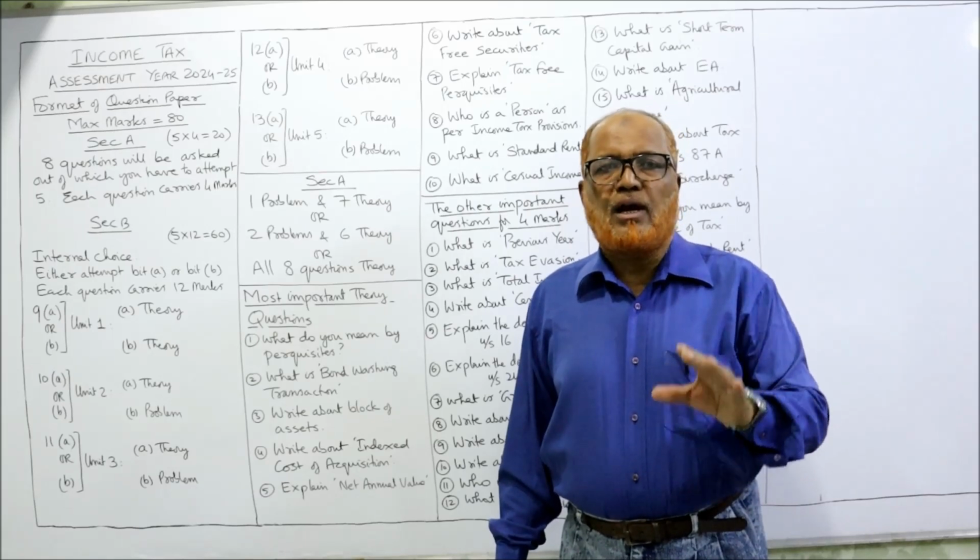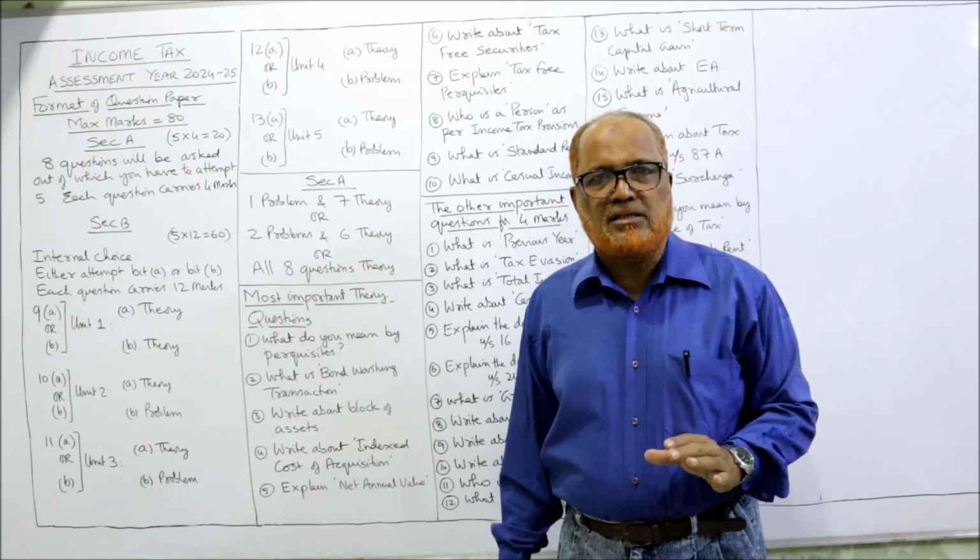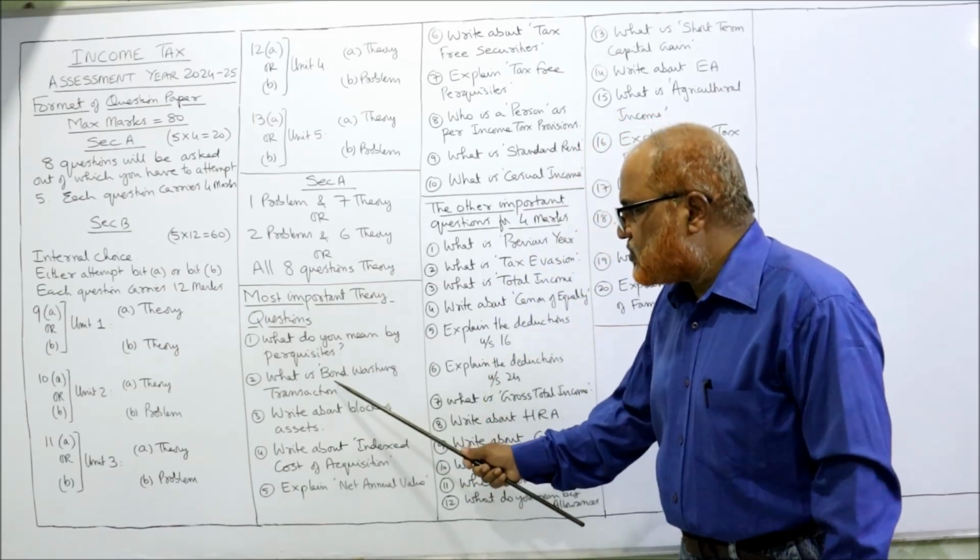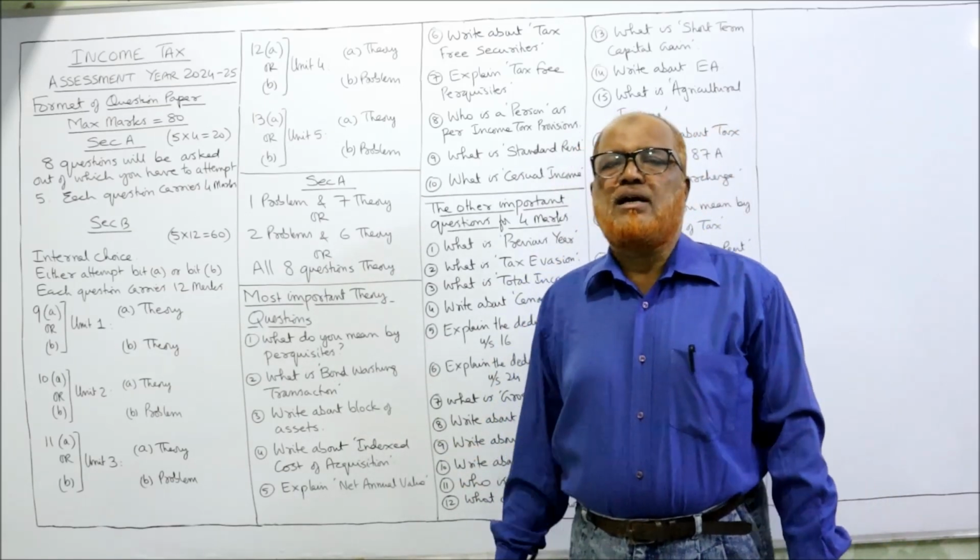So in a 4 marks question, you have to write at least half a page for the answer. Right? Second is, what is a bond washing transaction?